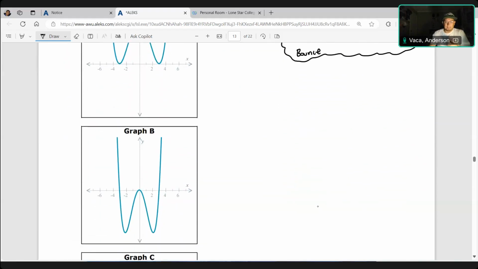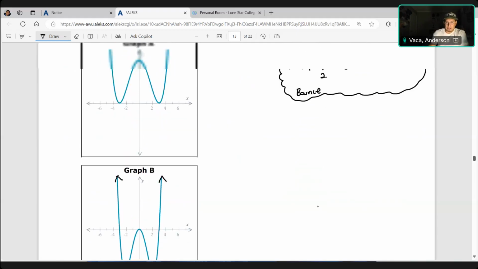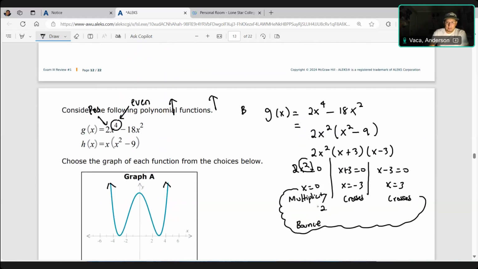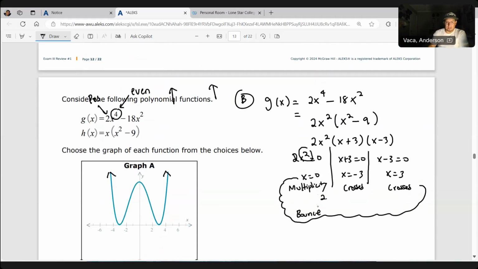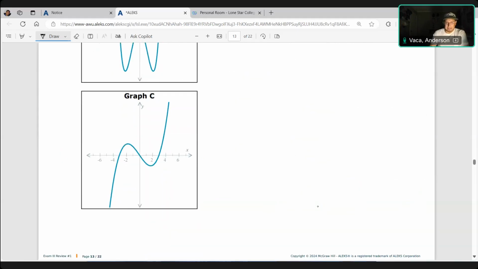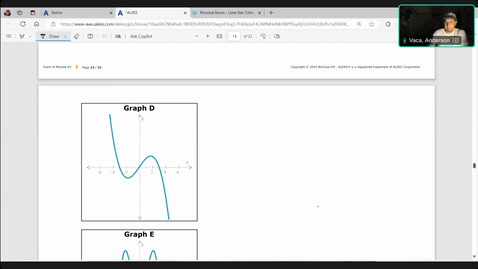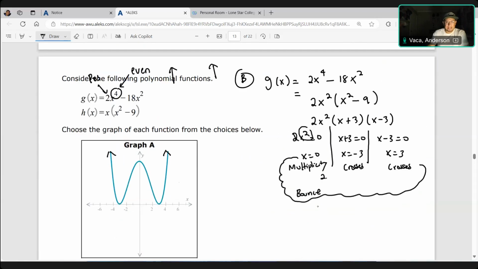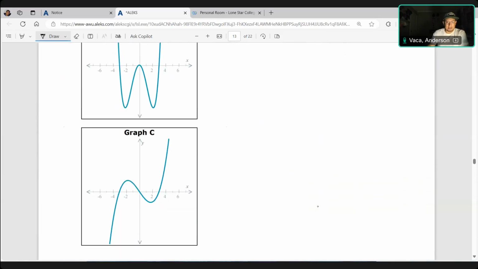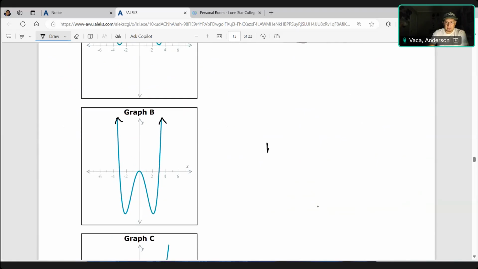Look at B. It is crossing at -3. It is bouncing at, in this case, 0, and it is crossing. So I like B as the option for g of x. Okay, for g of x. Let's just look at, no, definitely not that. Okay. Let's now inspect h of x.